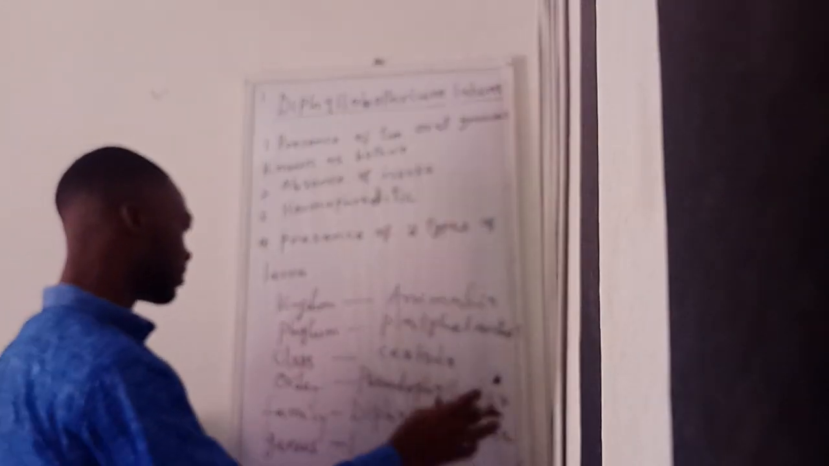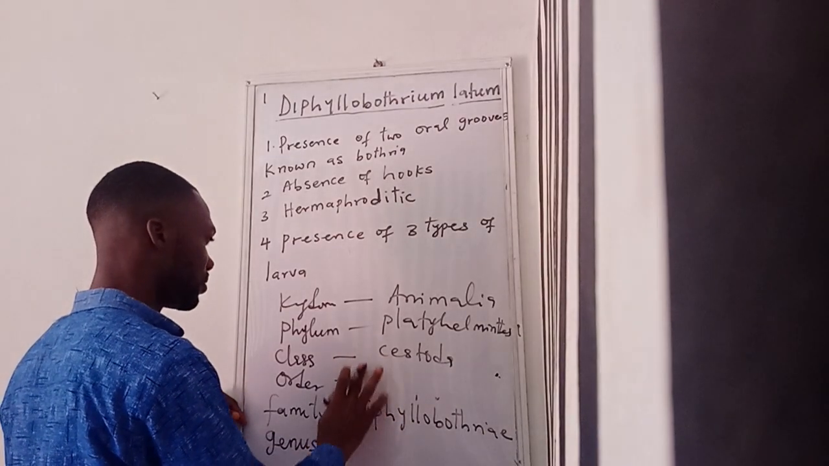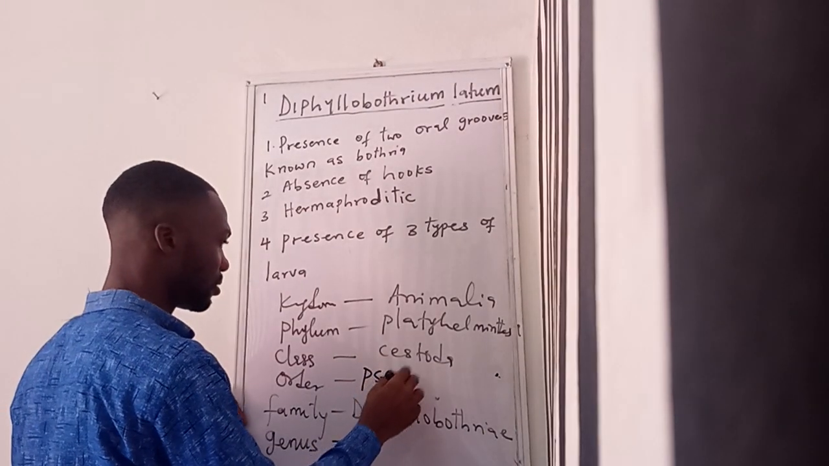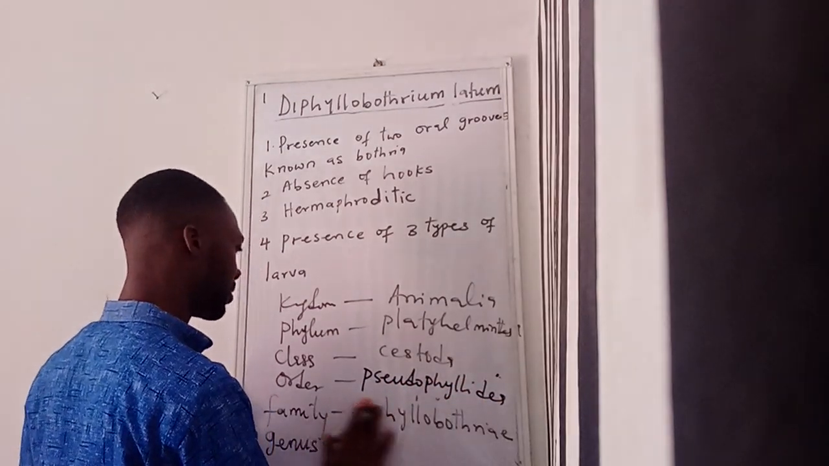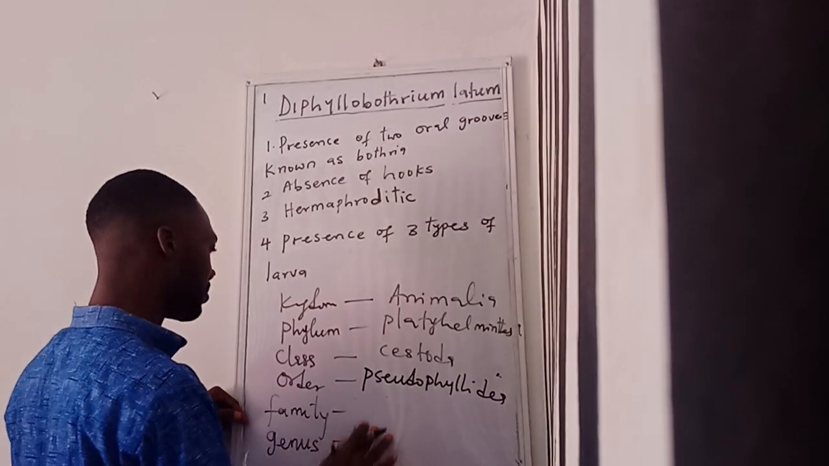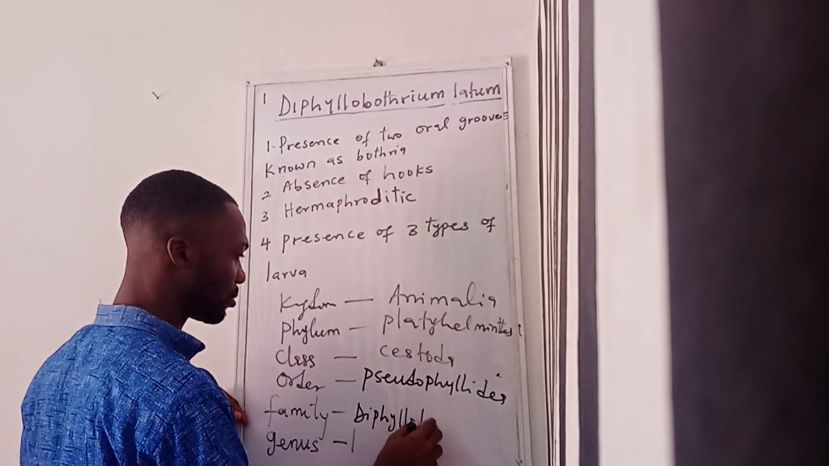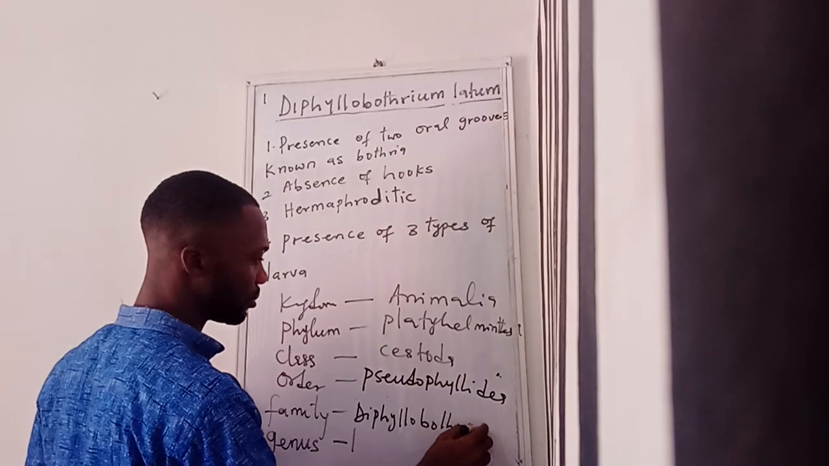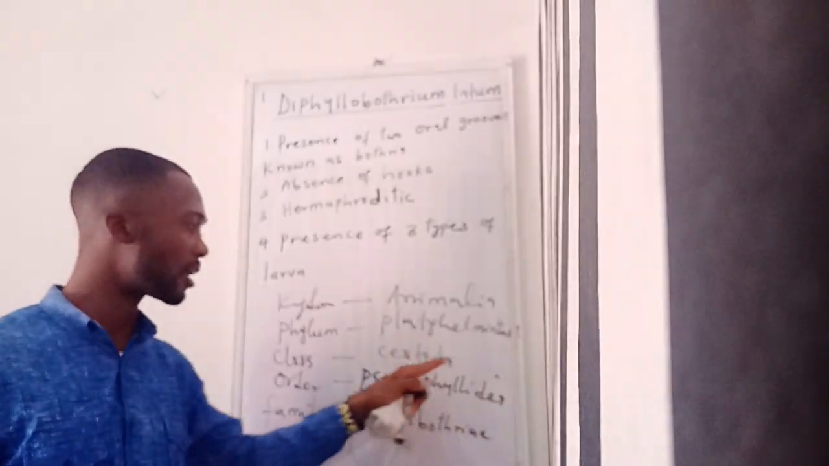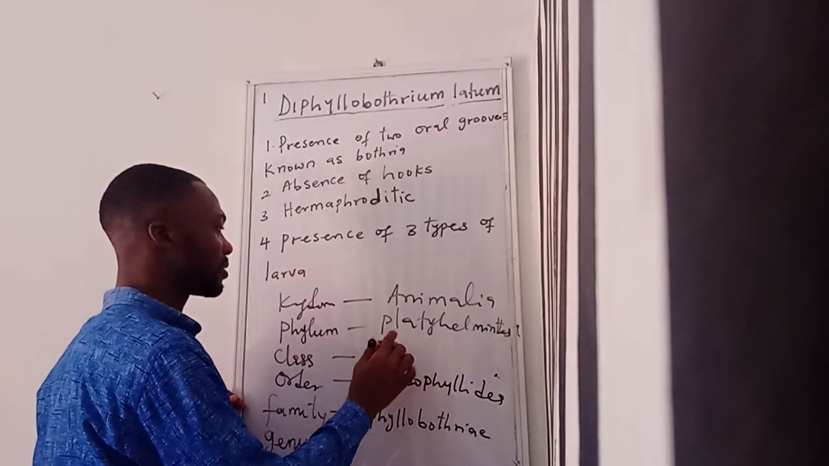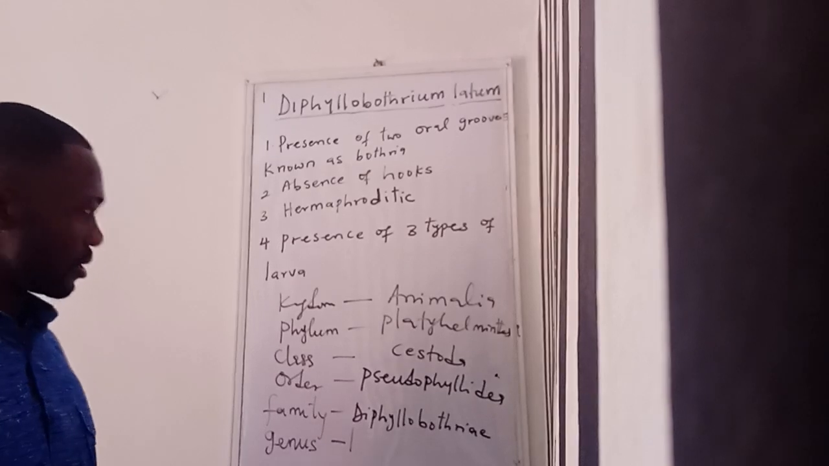I hope you can see all this. This is Pseudophyllidea. Let me rewrite it in case you can't see it. Pseudophyllidea. Then Diphyllobothriidae is the family. Then of course Platyhelminthes is the phylum. Cestoda is the class.